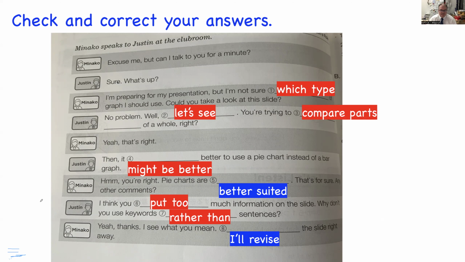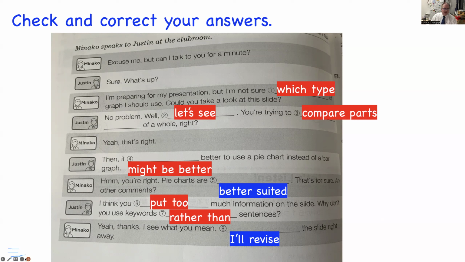You're right. Pie charts are better suited, that's for sure. Any other comments? I think you put too much information on the slide. Why don't you use keywords rather than sentences? Yeah, thanks. I see what you mean. I'll revise the slide right away.